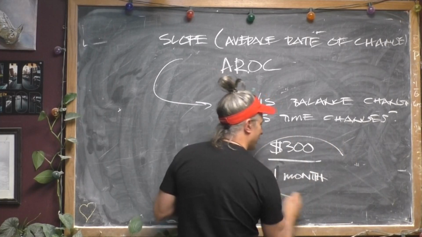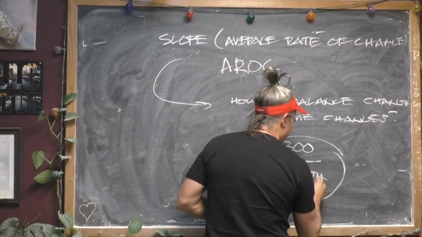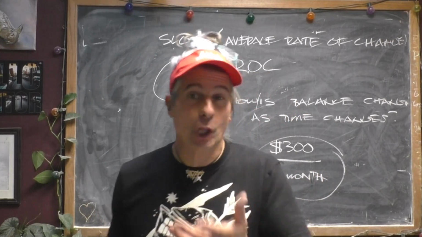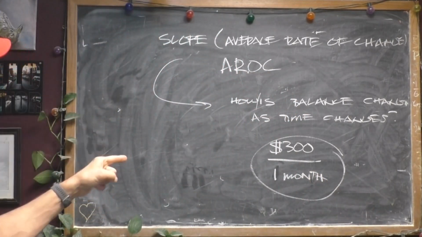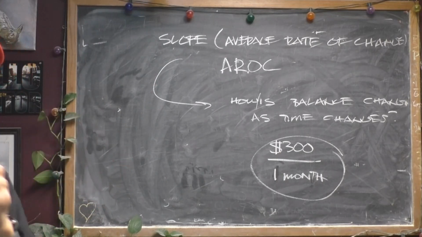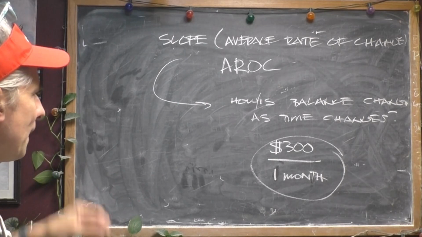And that, my dear friends, is literally the rate of change, the slope of this model. $300 every 1 month. And the units are important, and I've got a feeling we're going to see why pretty soon as we go through the rest of this. So there's your slope.